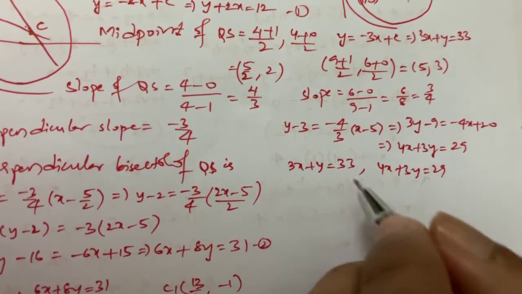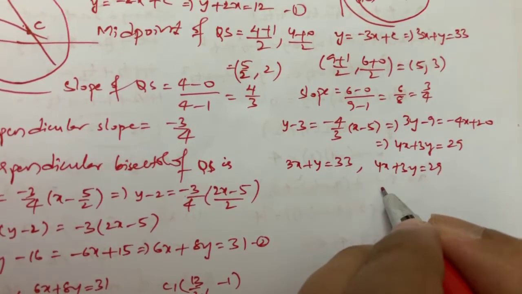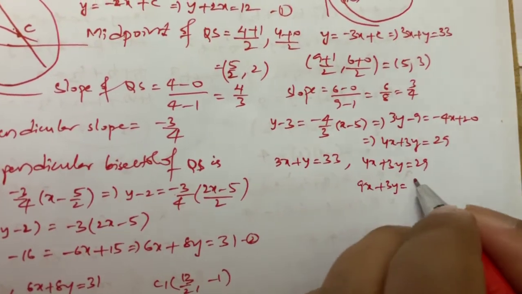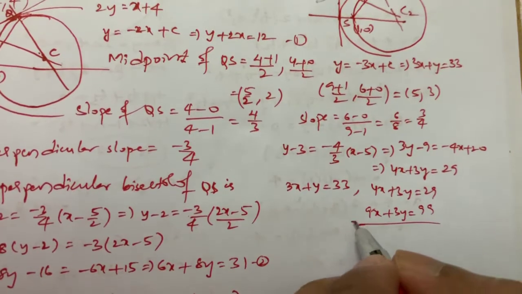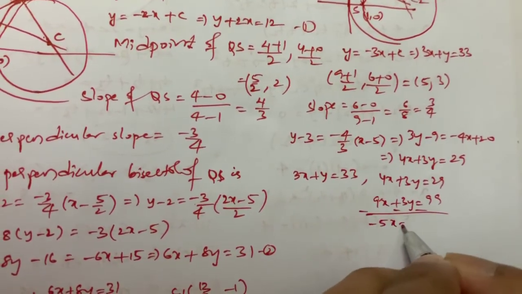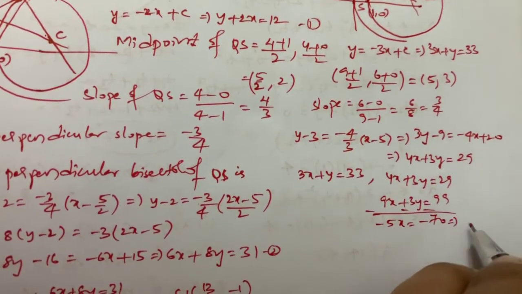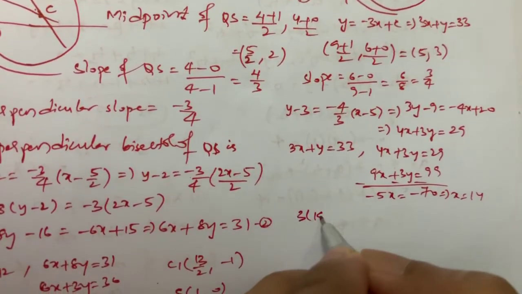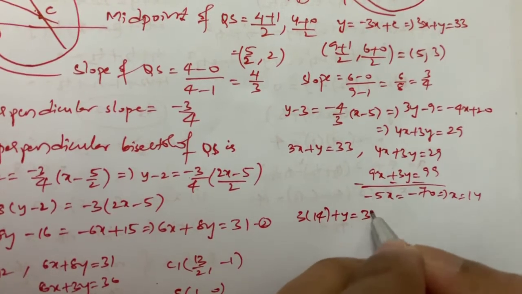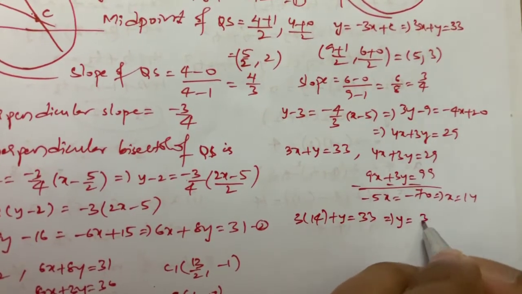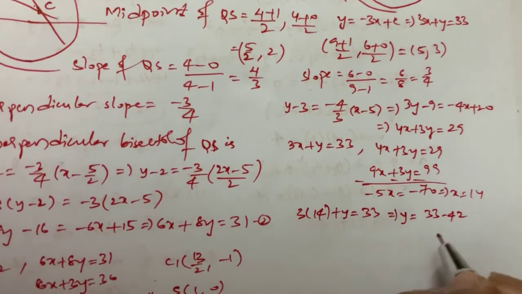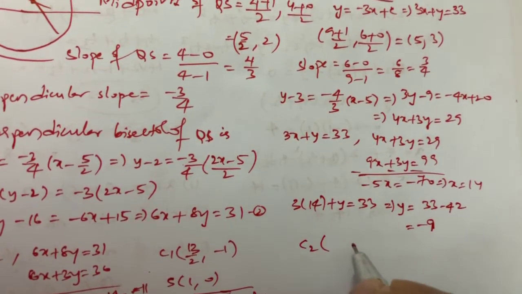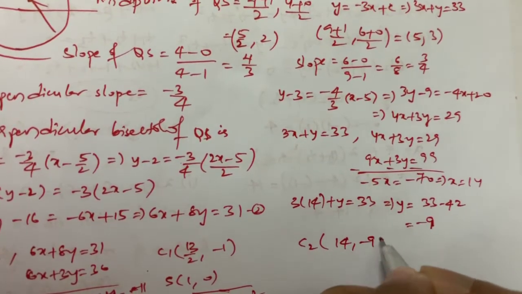If I multiply the first equation by 3, it will be 9x plus 3y is equal to 33 into 3, which is 99. If I subtract these two equations, minus 5x is equal to minus 70. So x is equal to 14. If x is 14, 3 into 14 plus y is equal to 33, so y is equal to 33 minus 42, which is minus 9. So the center C2 is (14, minus 9).